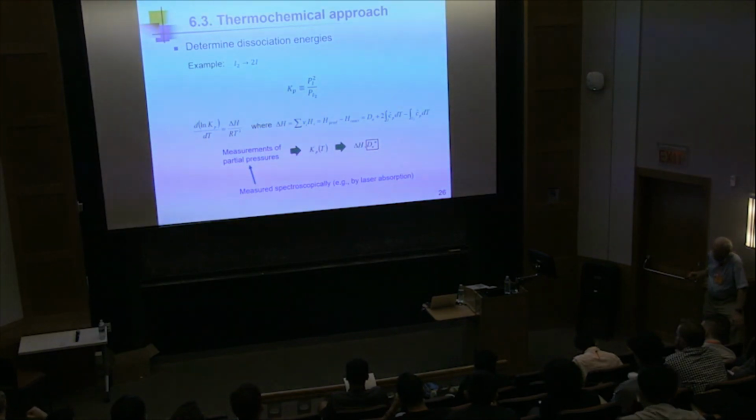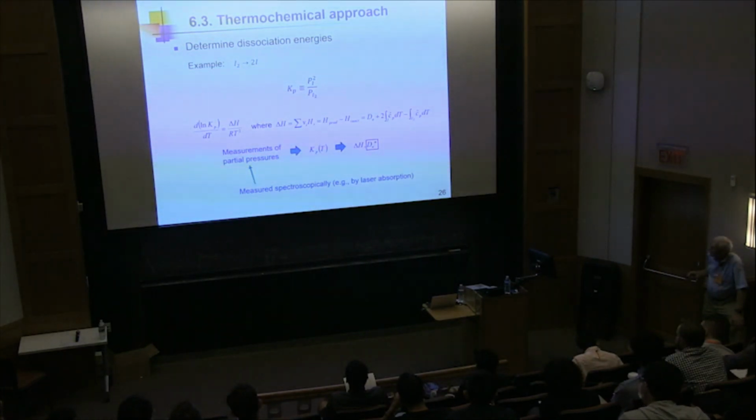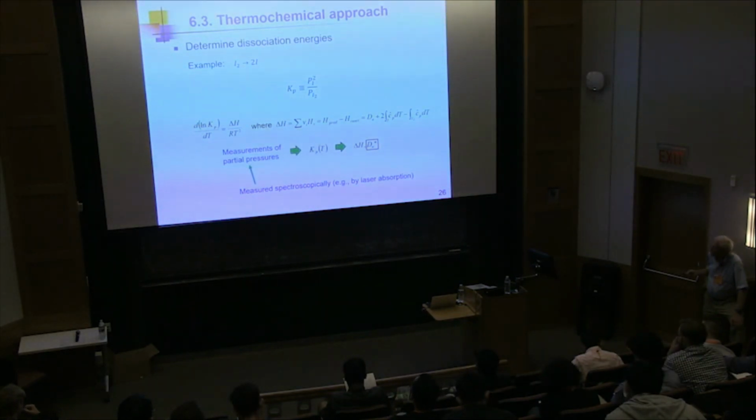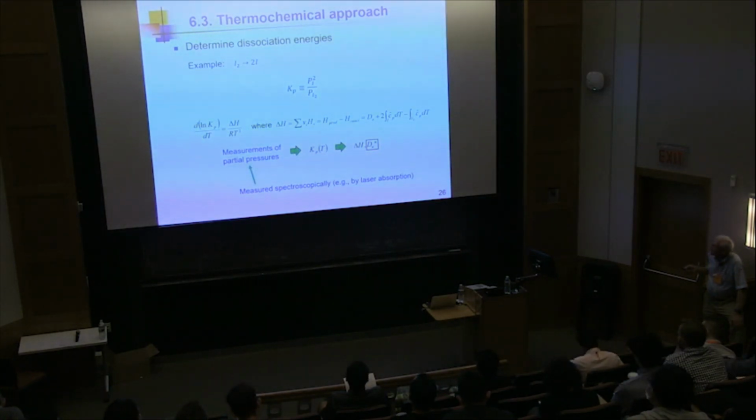And how do we do that? We measure these things spectroscopically. So we measure the partial pressure, mole fraction, by laser absorption, solve for K sub P, do it at a couple of temperatures, implement Van't Hoff's relationship, and we solve for DE.